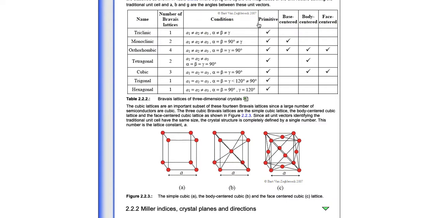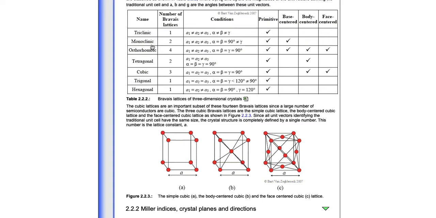We will see afterwards the nomenclature, how we can differentiate, and the basic characteristics of primitive cell, base centered cell, body centered cell, and face centered cell. As of now, just remember that these are the characteristics and classifications of these particular crystal structures.